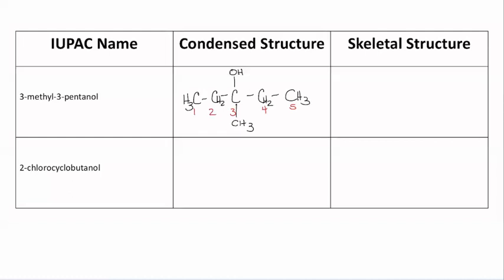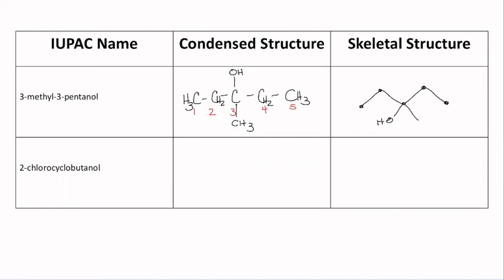Let's now write the skeletal. Carbon number 1, 2, 3, 4, 5. And then I have 2 substituents on 3. I have an OH and I have a methyl. Remember that the hydrogen in the OH, since it's bonded to the oxygen, that's why it shows up in the skeletal. The carbons and the hydrogens on the rest of the atom, because they're bonded to carbon, do not show up in the skeletal. So that is the skeletal structure of that name.